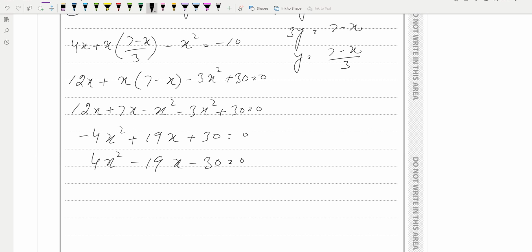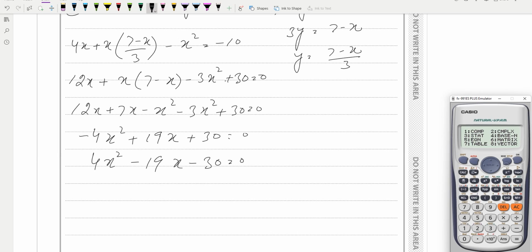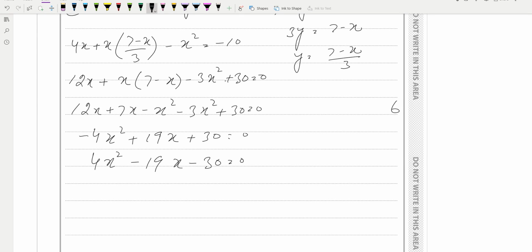Now we can solve this quadratic equation using mode 5-3. We will show the complete working so that there is no deduction of marks. The answers are 6 and minus 5 by 4, and this is the answer we will be utilizing.